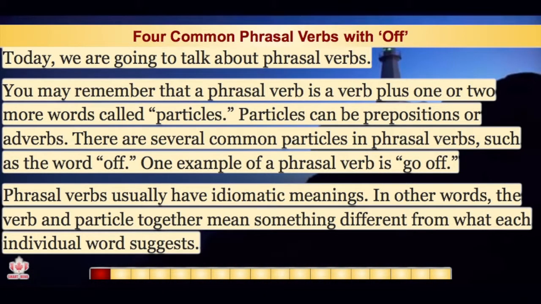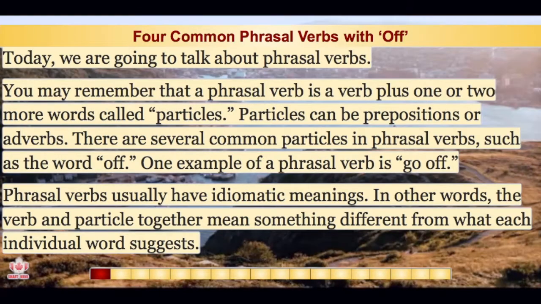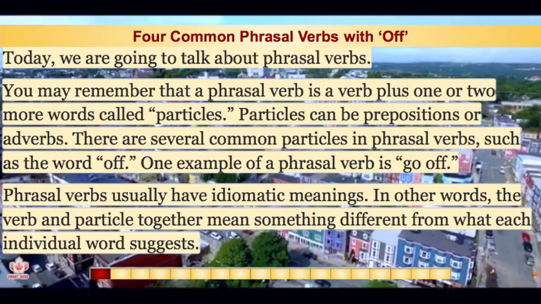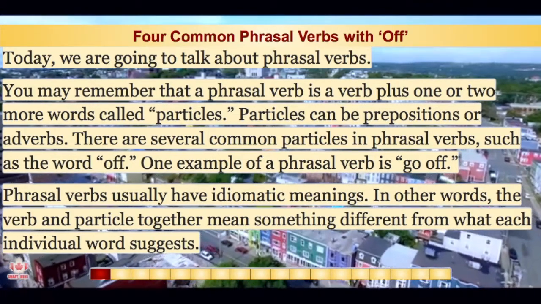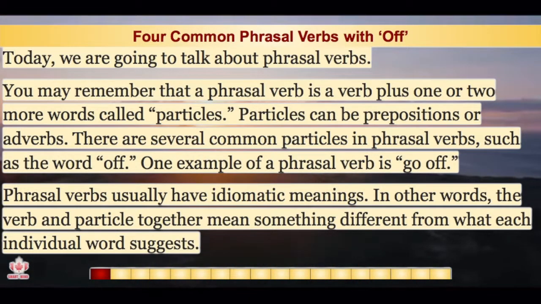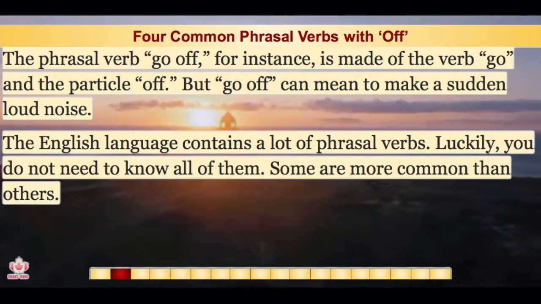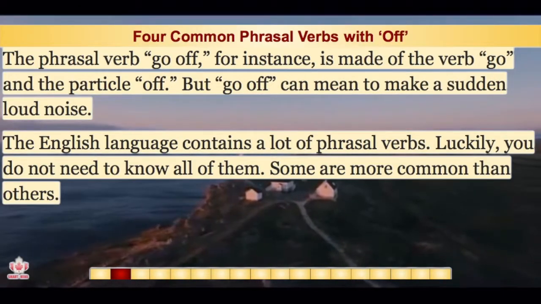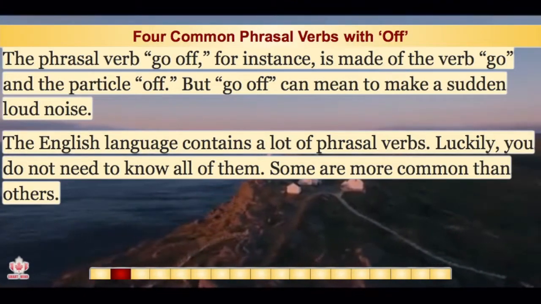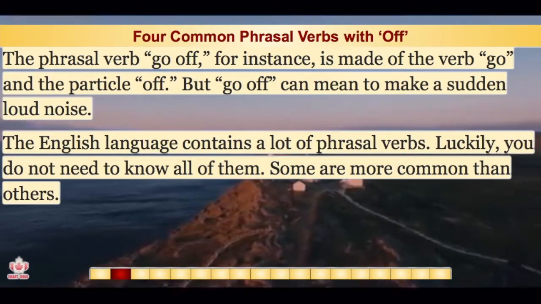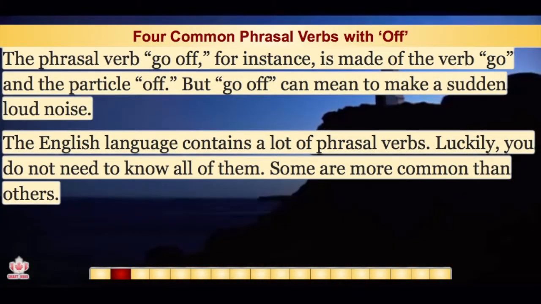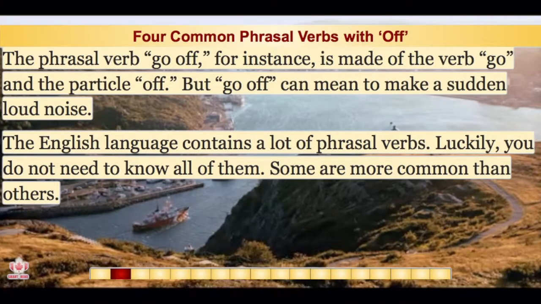Phrasal verbs usually have idiomatic meanings. In other words, the verb and particle together mean something different from what each individual word suggests. The phrasal verb go off, for instance, is made of the verb go and the particle off. But go off can mean to make a sudden loud noise.